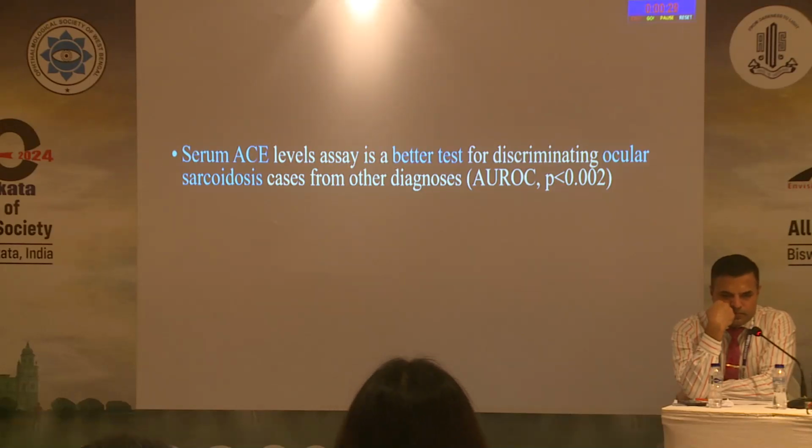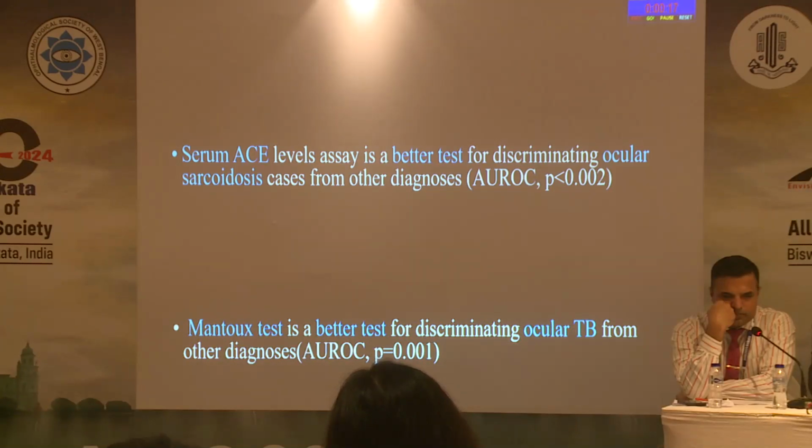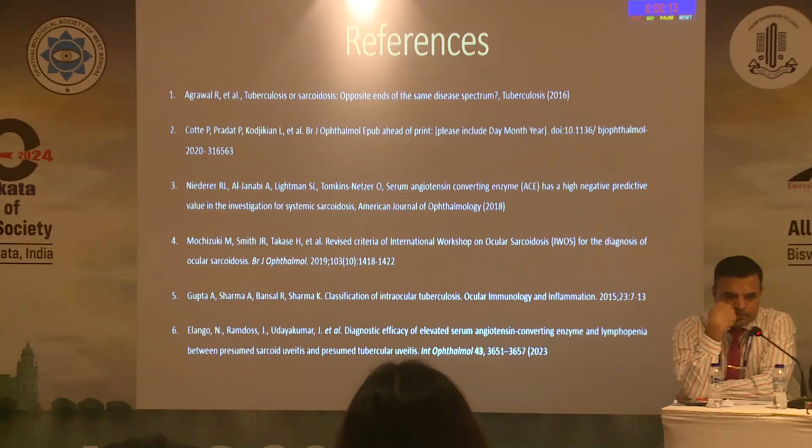Serum ACE level assay is a better test for discriminating ocular sarcoid when compared to negative MAN2 and lymphopenia in discriminating sarcoid from other diagnoses. Also, MAN2 is a better test for discriminating ocular TB from other diagnoses. These are my references. Thank you for listening.